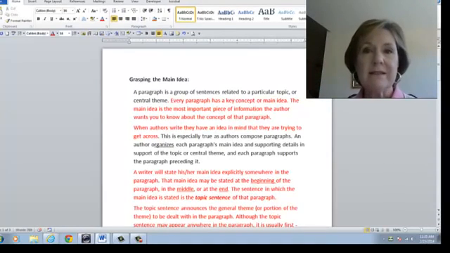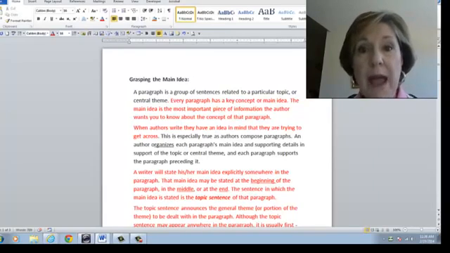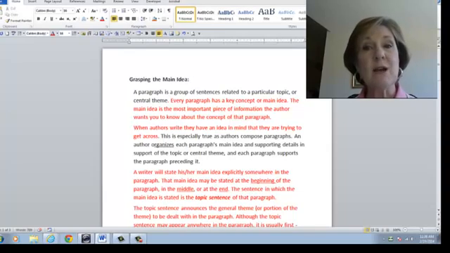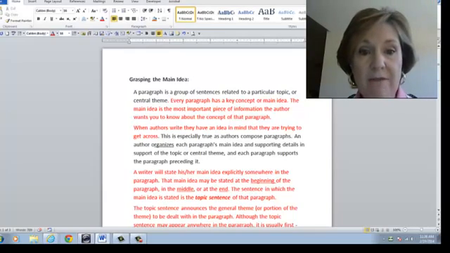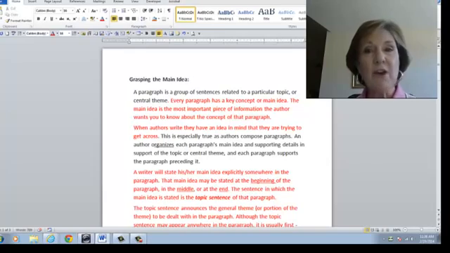Grasping the main idea. Of course, you know that a paragraph is a group of sentences related to a particular topic or central theme. Every paragraph, let me say that again, every paragraph has a key concept or main idea. It's the most important piece of the information the author wants you to know in that paragraph. So when they have an idea in mind, they're going to organize their paragraphs according to the main idea. And each paragraph is going to support the paragraph ahead of that one.